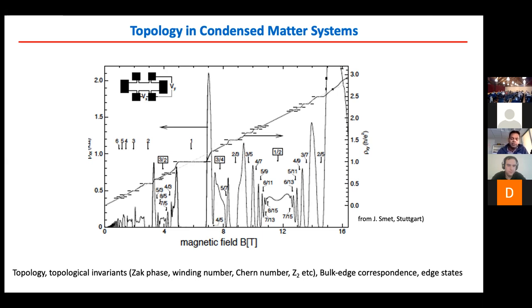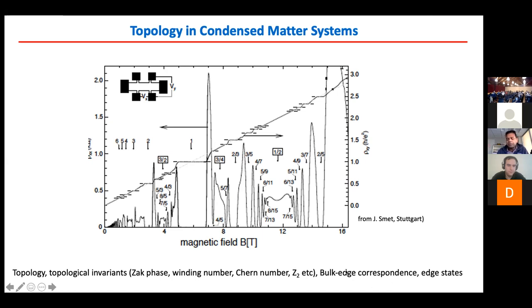So this led to the idea that there must be something which is protecting the properties of the system. And this basically led to the idea of going from local parameters to global parameters. And this is where the idea of topology got introduced into condensed matter systems. And then there are these topological invariants which describe the topology of the system, and depending on the nature of the system, if it's one-dimensional, two-dimensional, or whatever, there are certain topological invariants like Zak phase, winding number, Chern number, Z2, which becomes important for the quantum spin Hall effect. These ideas started to get introduced.